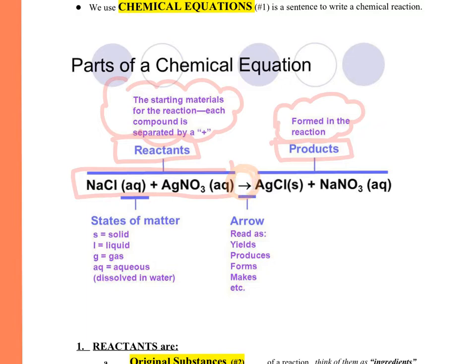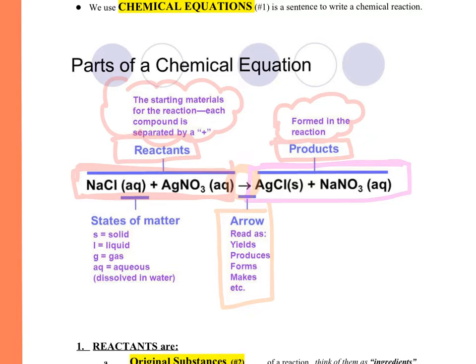There's the arrow that I'm talking about. The arrow means what was produced, what was formed. Okay, so we have our reactants, that's what you start with, and that's to the left of the arrow. We have our products after the arrow. And your products means what was formed from the chemical reaction. The arrow is going to be what was produced.